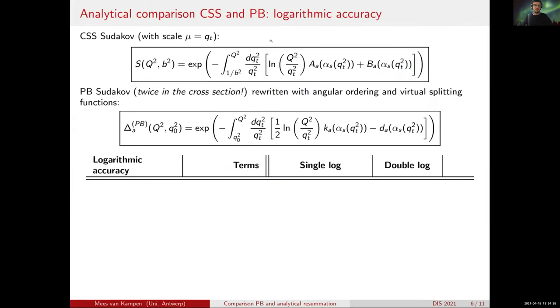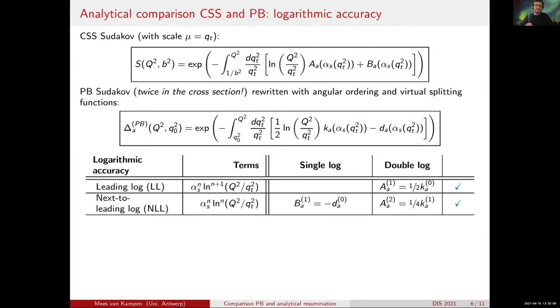So then I come to the comparison of these two approaches. First of all, I look at the analytical comparison. What is the accuracy of the resummation? For that, we look at the pseudo-form factor of both approaches. The parton branching pseudo-form factor we can rewrite using the angular ordering condition and the momentum sum rule, such that we have the virtual splitting functions here. Then we can compare the perturbative functions order by order to see what the logarithmic accuracy is.